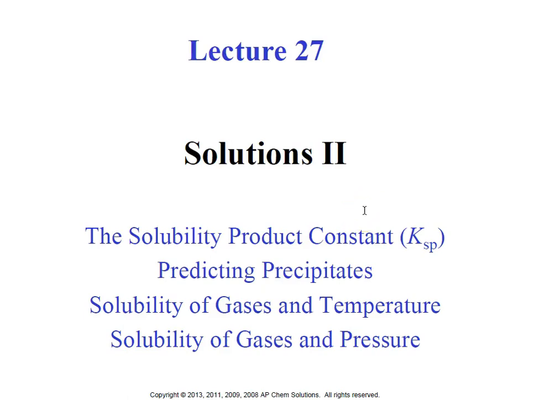In this second half of the solutions chapter, we'll be talking about how solubility is really a different form of equilibrium. Because of that, we can have a K value, or an equilibrium constant, related to the solubility. That K value is called the solubility product constant. So we'll start by talking about that. We'll then predict whether a precipitate will form or not based on that KSP value. And then we'll look at the solubility of gases as it relates to temperature and pressure, which we mentioned just briefly in the previous lecture.